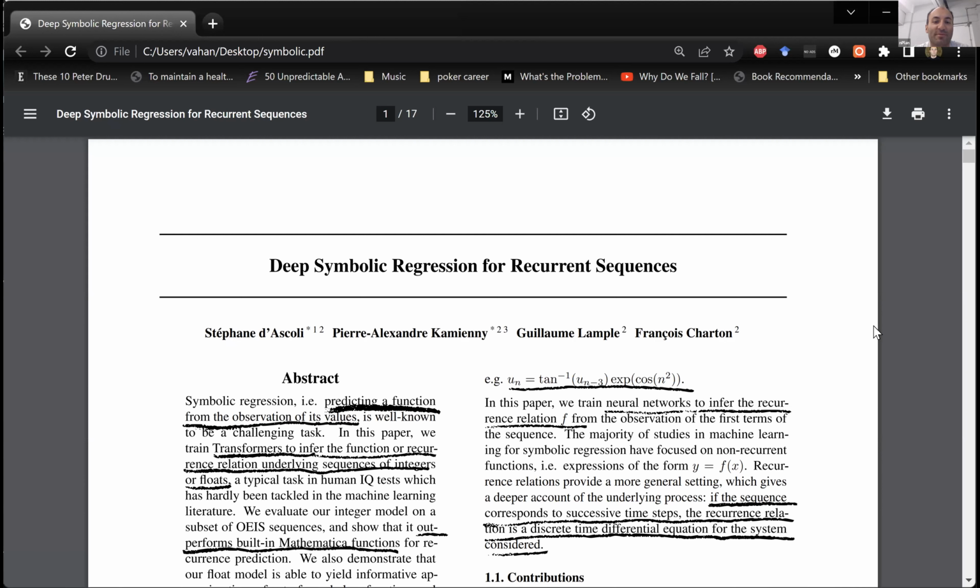Hello, everyone. Today we are going to talk about a paper that studies symbolic regression using a transformer. Lots of cool things about this paper, also lots of interesting limitations. I hope we discuss those.